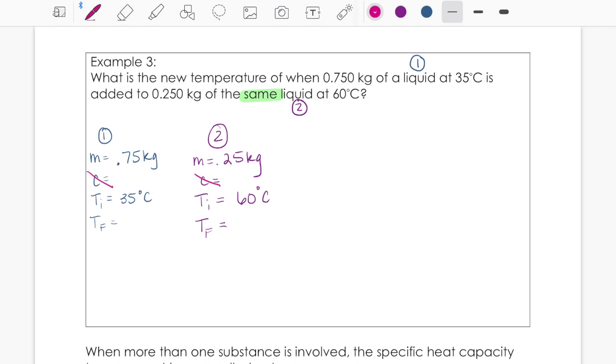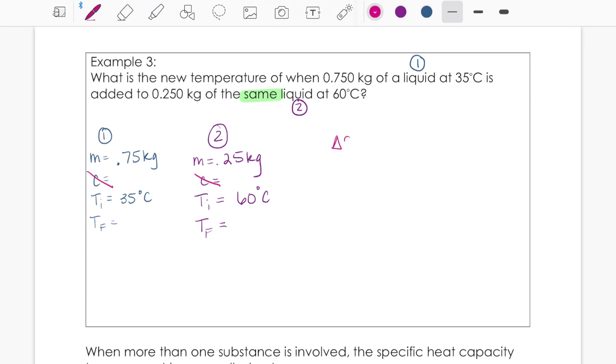And then because these two liquids are allowed to come to the new temperature together, they're going to be equal. Okay, so whenever two substances are left to mix together and reach this new temperature, it's an equilibrium. So they're both going to be at equal temperatures. So my TFs are going to be the same value for both samples.